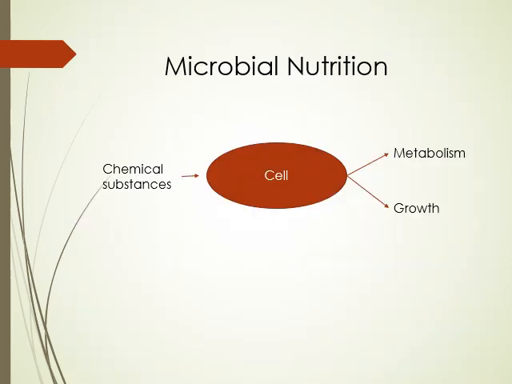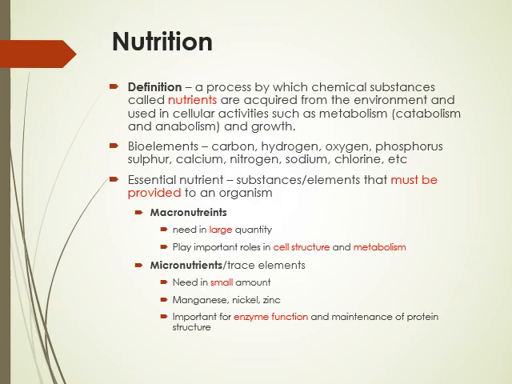So in a simple diagram, this is what microbial nutrition is about. So we have the chemical substances that are being utilized by the cell, and those chemical substances are important for the cell to do metabolism and grow. What is nutrition? It is a process by which chemical substances called nutrients are acquired from the environment and used in cellular activities such as the metabolism and the growth of the microorganisms.